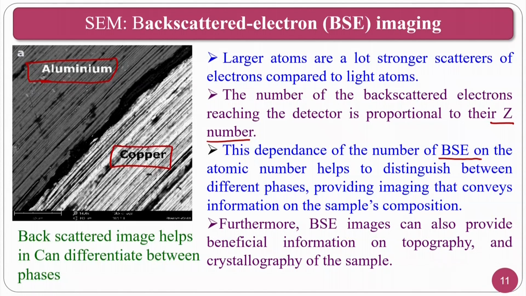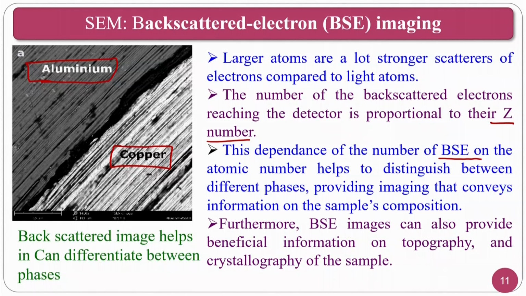Okay, my intention is to check the phases. But the backscattered image also gives surface topography. It also gives surface topography if the conditions are there, but the quality of this may not be superior to the secondary electron image.